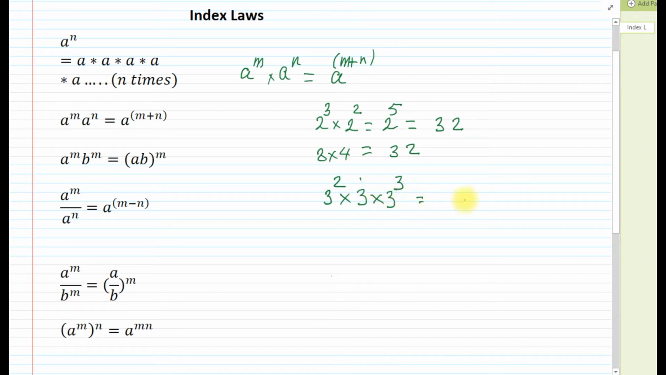So this would be equal to what? It would be 3 to the power, let's put this in brackets, 2 plus 1 plus 3. This will give me 3 to the power 6, which means 3 multiplied by itself 6 times, which will be 729. So, if the bases are the same, the indices add up.